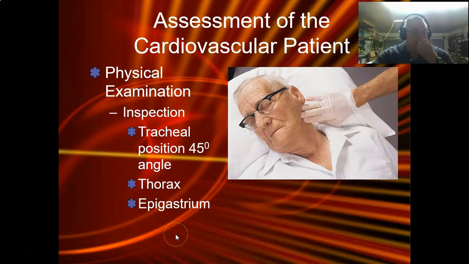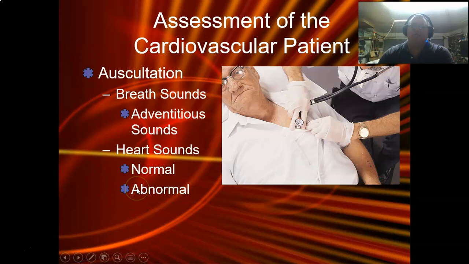So while you got them exposed, take a good look. Do your feels. Check the epigastrium. Make sure that we're doing what's supposed to happen. Make sure you're listening to breath sounds. And you're looking for adventitious sounds. Something that should be there and or should not be there. The adventitious is extra sounds that shouldn't be there.